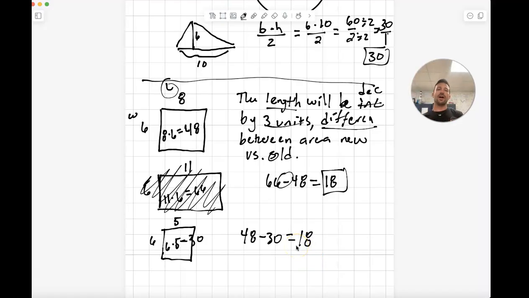Okay, so just be careful with increasing versus decreasing, and comparing an old thing versus a new thing. Okay.